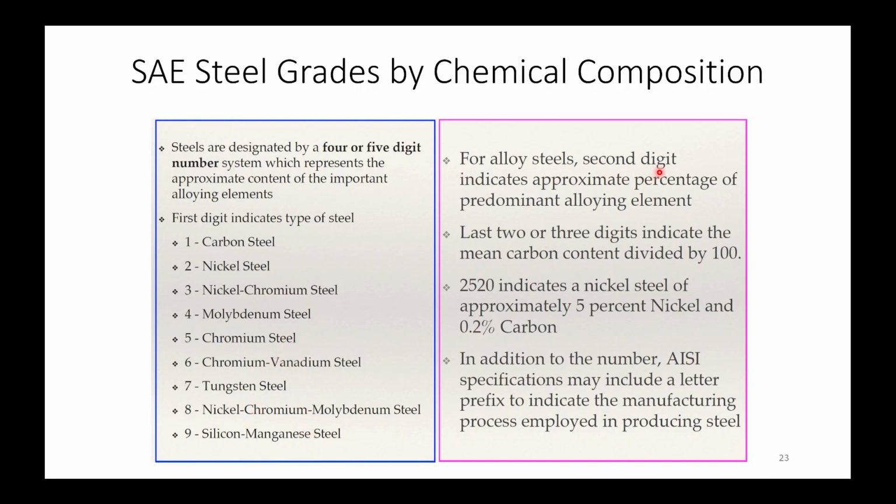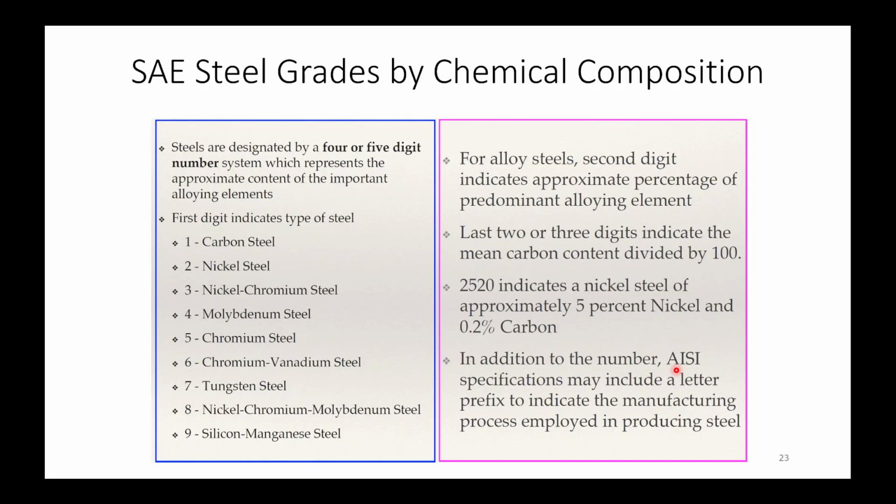And for alloy steel, the second digit indicates the approximate percentage of the predominant alloying element, and the last 2 or 3 digits indicate the mean carbon content divided by 100. For example, 2520. In this case, 2 is indicative of what type of steel it is. So 2 will be nickel steel, 5 will be the percentage of nickel, so there will be 5% of nickel, and 20, so you have to divide 20 by 100. So it will be 0.2% of carbon in this steel.